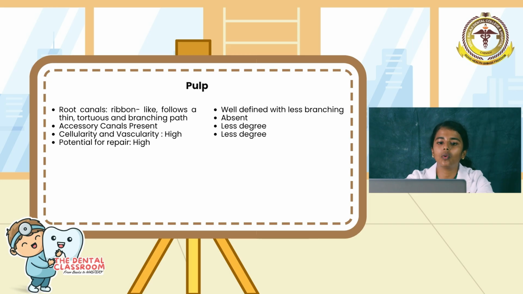When we talk about cellularity and vascularity, it is usually high in the primary dentition, and the degree of vascularity and cellularity is less in the permanent dentition. A high repair potential is seen in the primary teeth because of high vascularity and cellularity. In the permanent dentition, cellularity and vascularity are less, which decreases the tooth's repair capacity, corresponding to a lesser degree of repair.